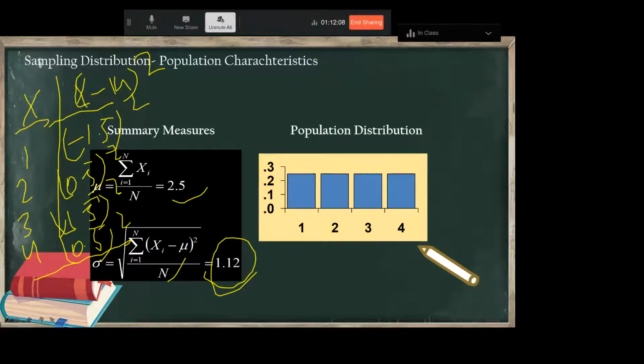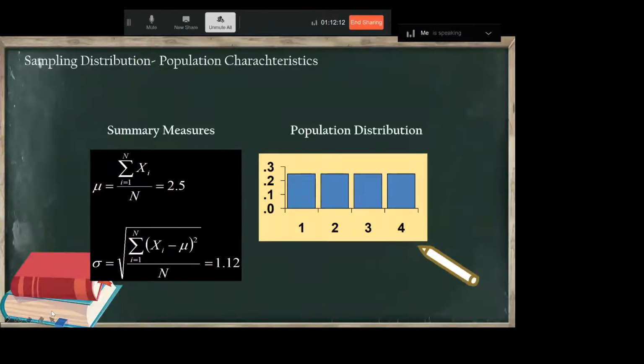Now remember, keep in mind why we need this. Remember that mu is 2.5 and sigma is 1.12. Now we will go further. We get the measure value of a population, right? So these are the parameter values of a population. Now we will take the sample from the same population.